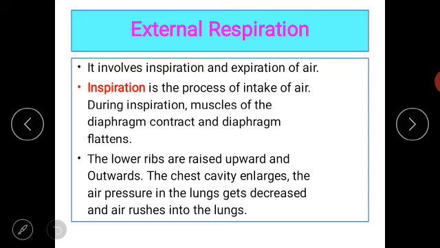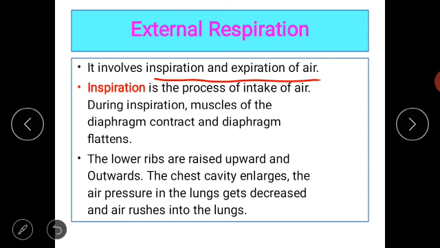External respiration. What is external respiration? This was the internal respiration. What is external respiration? It involves inspiration and expiration. This is called external respiration. External respiration is nothing but simply breathing, and breathing involves inspiration and expiration.